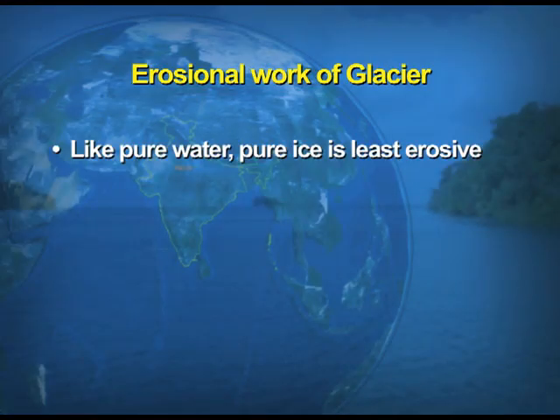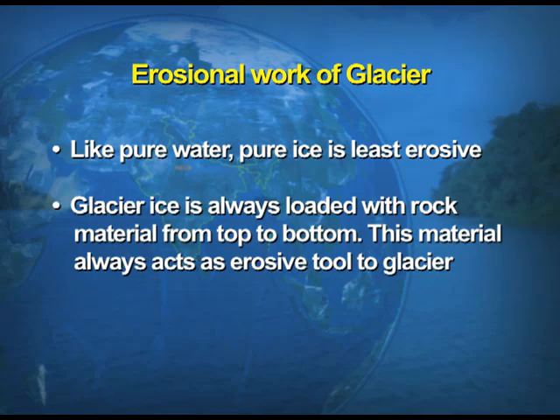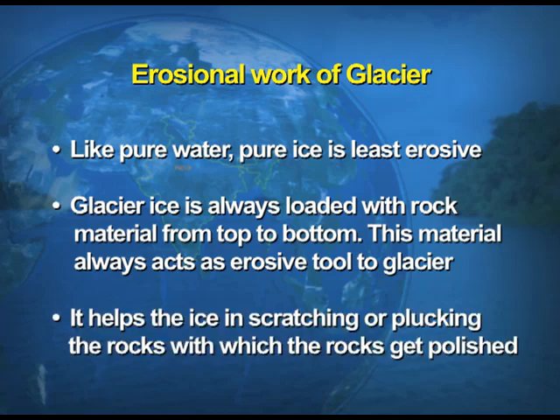Like pure water, pure ice is least erosive. Glacier ice is always loaded with rock material from top to bottom. So, this material always acts as an erosive tool for the glacier. It helps the ice in scratching or plucking the rocks, with which the rocks get polished.